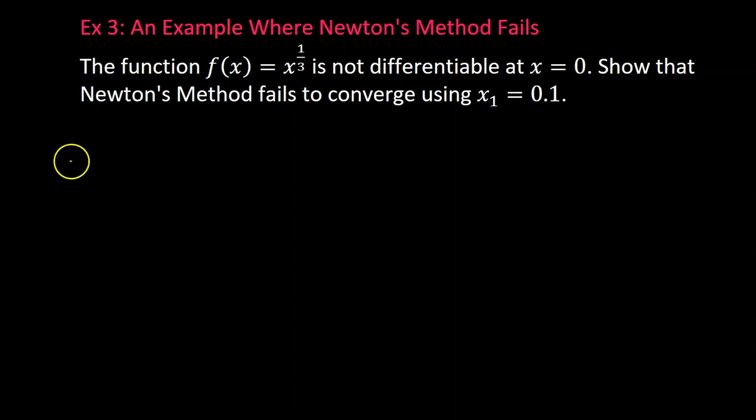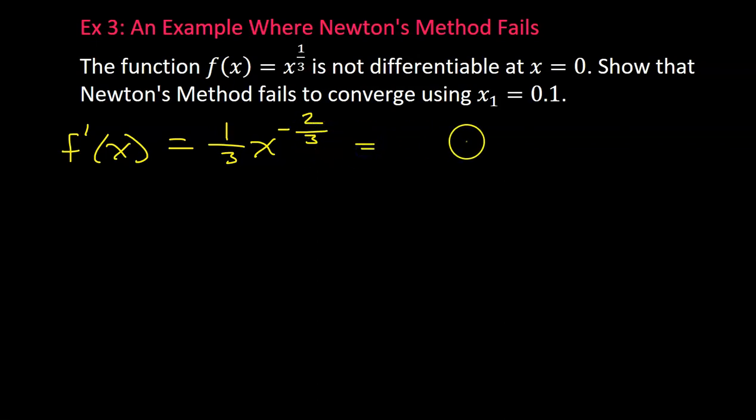So remember, for Newton's method, we need the first derivative. So using the power rule, the 1/3 will come to the front. Then we have to subtract 1, so that's going to leave us with negative 2/3 power. That's the same thing as having 1 over 3, and I'm just dropping the x to the negative 2/3 power down to the denominator, where it will become x to the positive 2/3 power. So this is another version of the derivative.